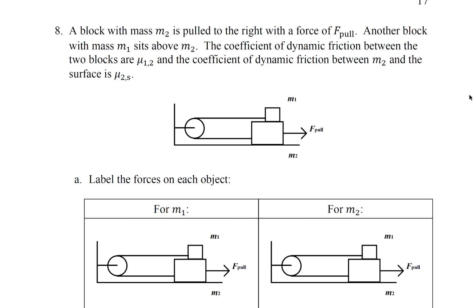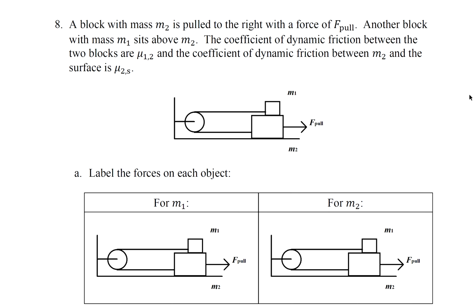Question 8. A block with mass m2 is pulled to the right with the force of pull. Another block with mass m1 sits above m2. The coefficient of dynamic friction between the two blocks is mu12, and the coefficient of dynamic friction between m2 and the surface is mu2s.